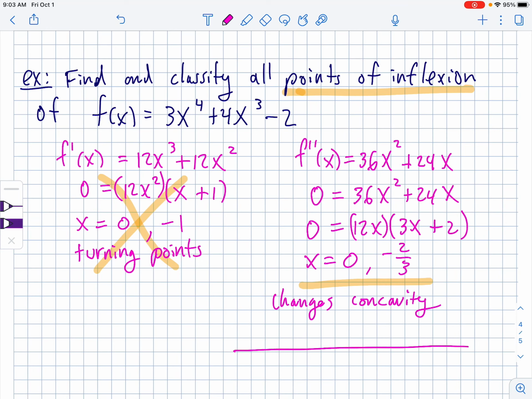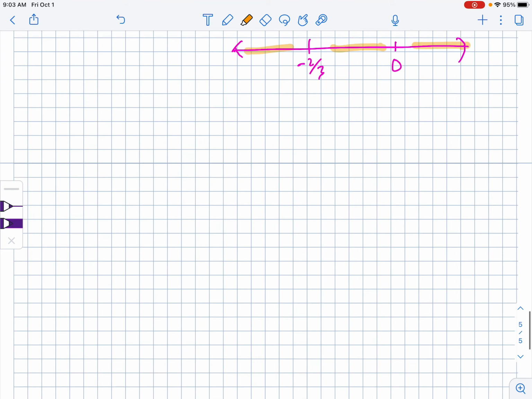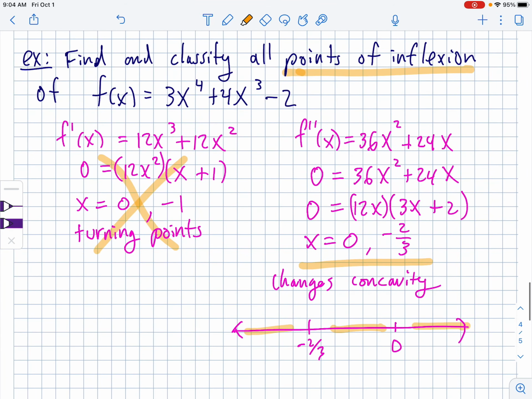If you were curious about whether it switches from concave up to concave down or vice versa, you could do a test in the second derivative. So putting negative 2/3 here, 0 here, and then picking numbers from these three zones and plugging them into the second derivative to figure out if it's concave up or concave down.